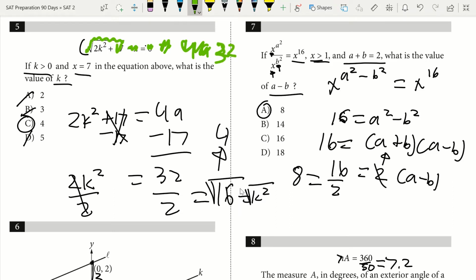That's going to give me 32. Okay, now that's gone. At that point, I divide each side by 2. That's going to give me 16. So now I'm going to have 16 then equals k squared. Square root 16, that's going to be 4, so my answer there is correct.